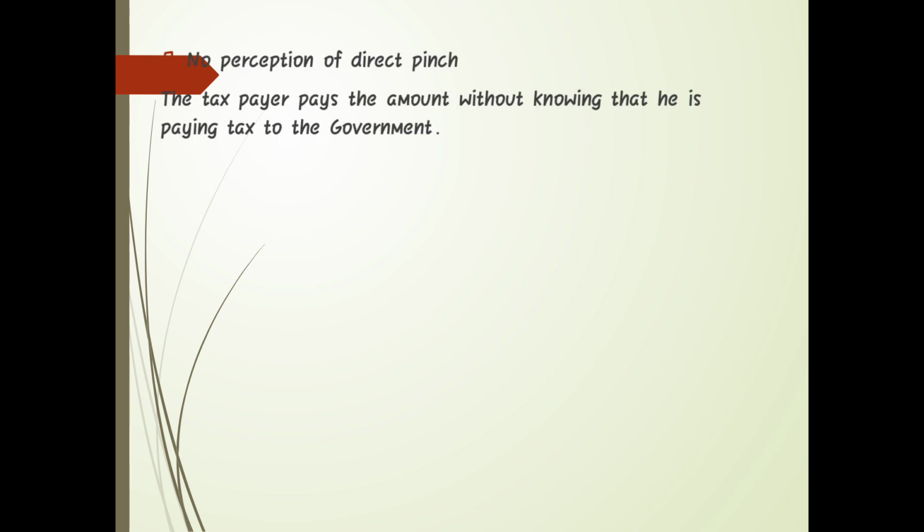There is no perception of direct pinch, as I have already mentioned. The taxpayer pays the amount without knowing that he is paying the tax to the government. The tax amount is already included in the price of the product or service.